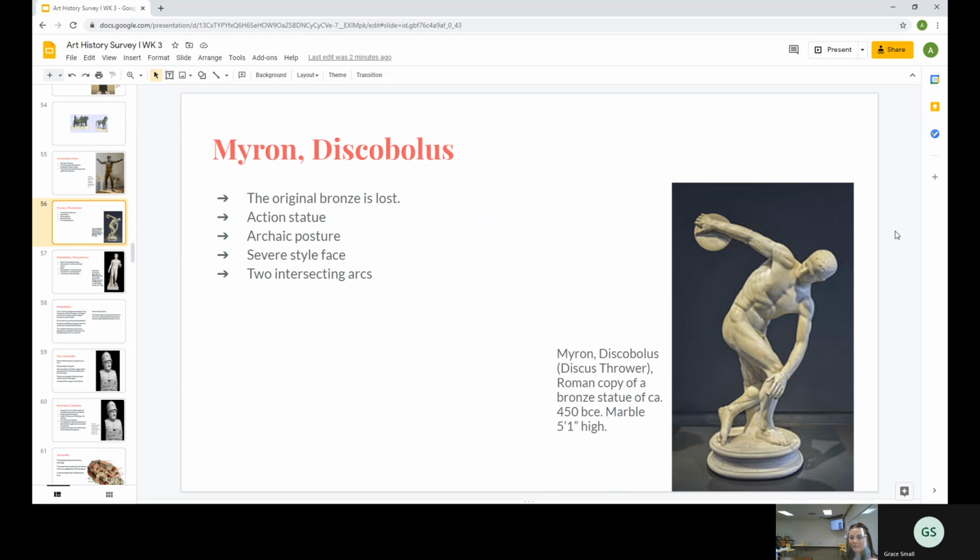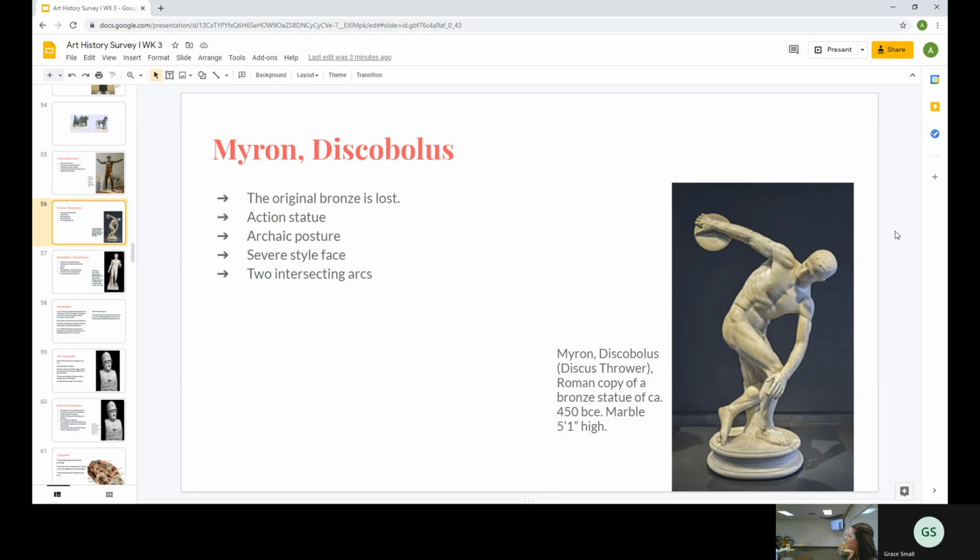Some more really, well, this one's really famous. This is the Discobolus by Myron. So we finally have an actual artist here for sculptures, Myron. The original bronze sculpture is lost. This is a Roman copy.